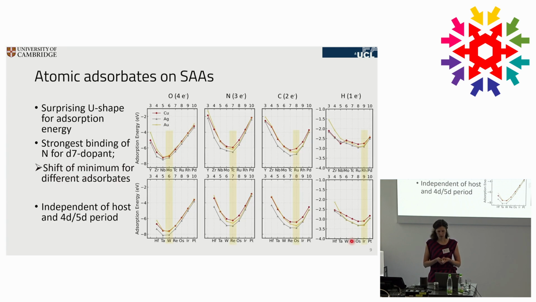And furthermore, what we also observed is not only that they have a U-shape, but that the minimum of this curve moves over, and so the dopant with the strongest adsorption energy moves towards elements with fewer electrons if the adsorbate has more electrons. And this is kind of unexpected if you come from pure transition metals and the paradigm of the d-band model.